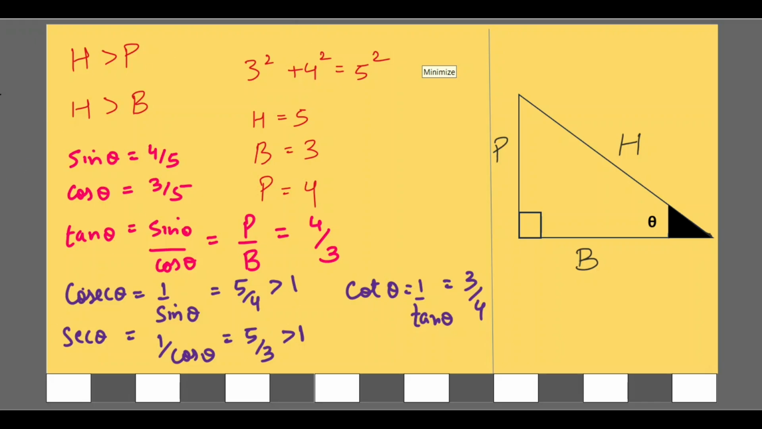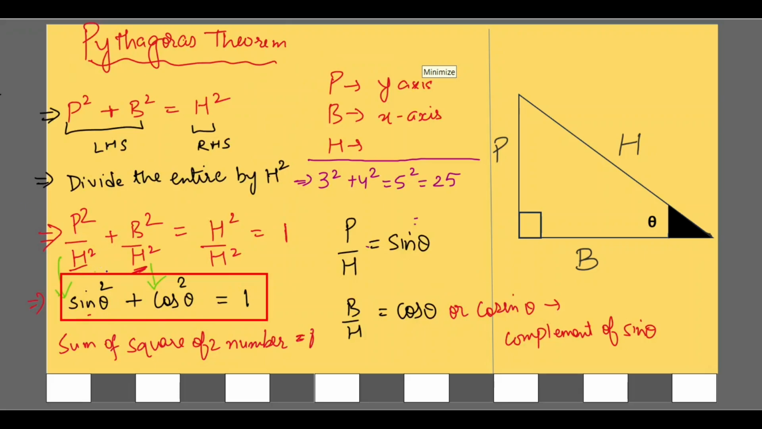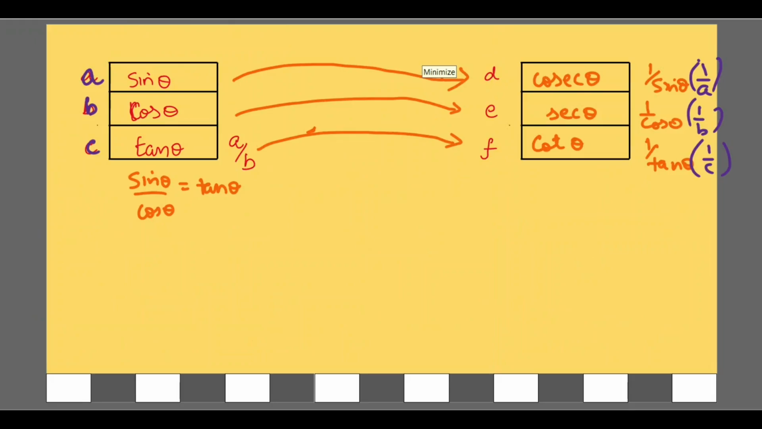Now remember this identity that we had come across, sine square theta plus cosine square theta is equal to 1. Now we're going to practice here and derive more identities out of it. Let's see how. So, let me erase this.